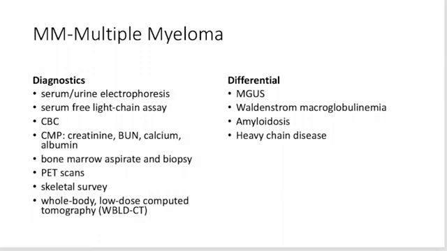We will also look at serum free light chain assays and a CBC. You're going to see if there's anemia, thrombocytopenia, and also what the white blood cell counts are. Ultimately, you're going to end up with a bone marrow aspirate, biopsy, PET scan, and skeletal survey once we know what's going on with these things. So this would be initial, and this would be second. And your differential is MGUS, Waldenström macroglobulinemia, amyloidosis, and then heavy chain disease or light chain disease.